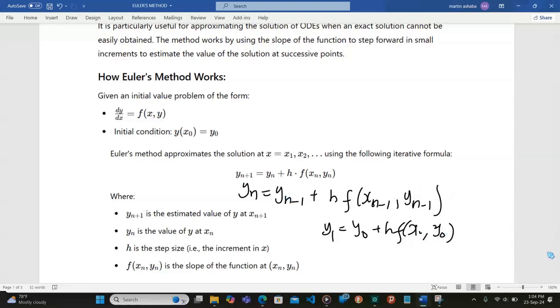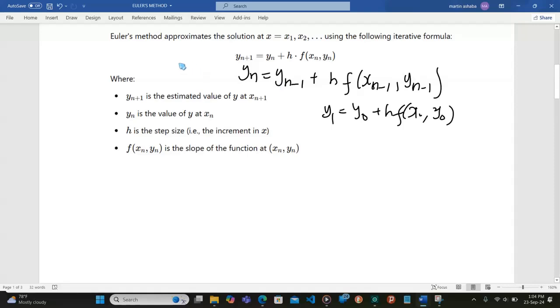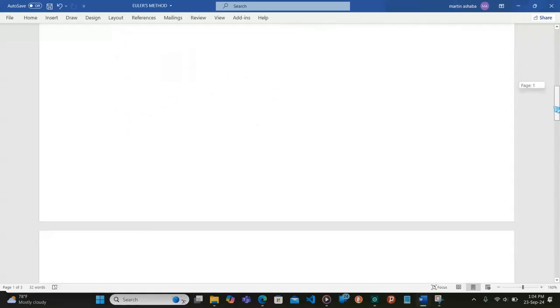So in detail, this is going to be the value of y at x n. h is the step size, or the increment in x. f of x, y n is the slope of the function at x n, y n. So what do we mean?